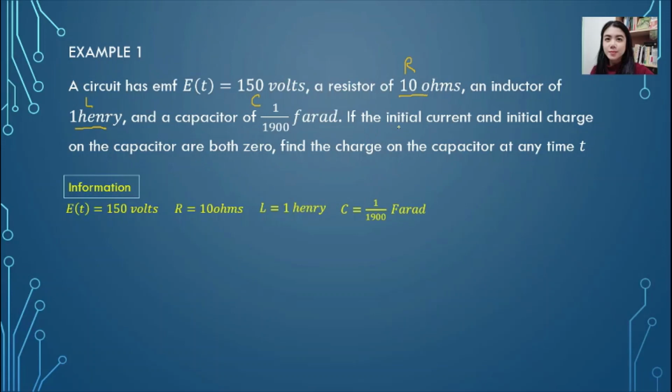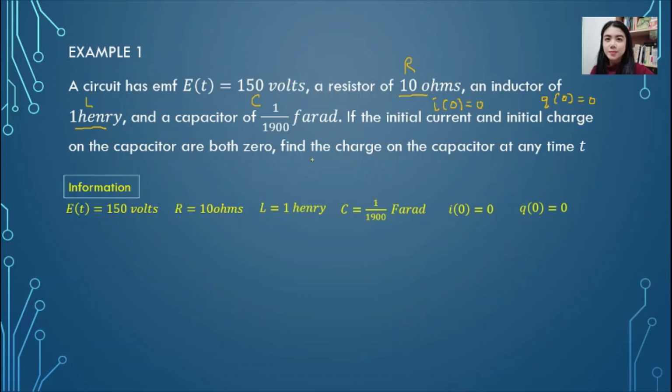It says here that the initial current, and for current we use the symbol I, where initial means at time equal to 0, and the initial charge, for which we use the symbol Q, where initial means at time equal to 0, on the capacitor are both 0. So both of them are equal to 0. Then you have I0 equal to 0 and Q0 equal to 0.